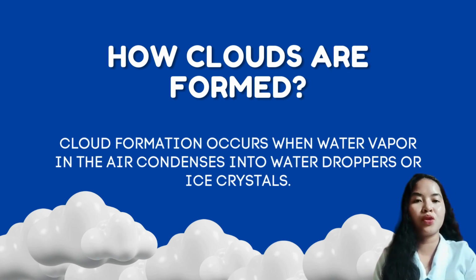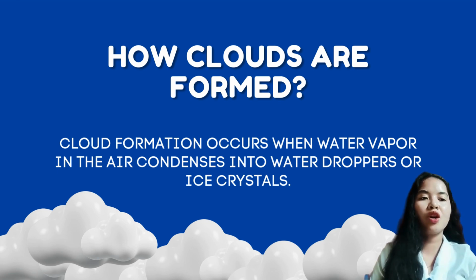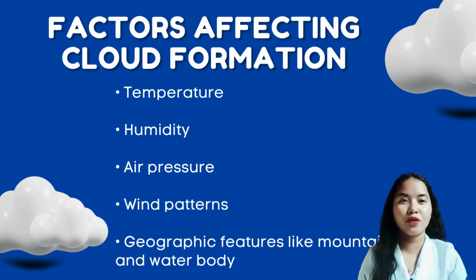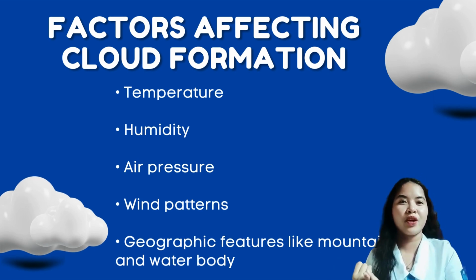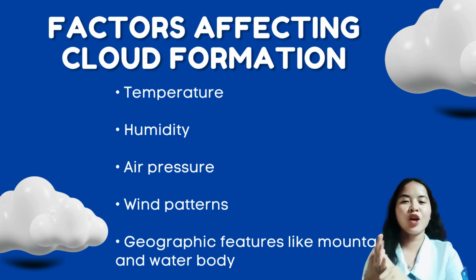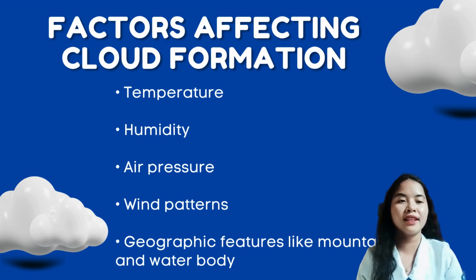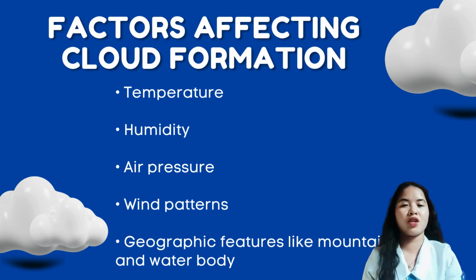Clouds are occasionally produced by a reduction of pressure or by mixing of warmer and cooler air currents. There are five factors that affect cloud formation: temperature, humidity, air pressure, wind patterns, and geographic features like mountains and water bodies. First is temperature. It influences the ability of air to hold moisture. When warm air rises and cools, it reaches the dew point, leading to condensation and cloud formation.